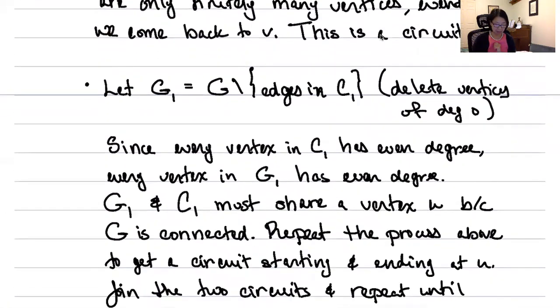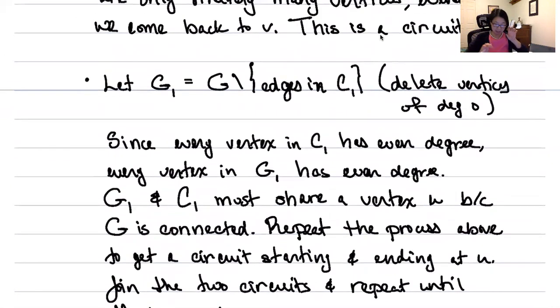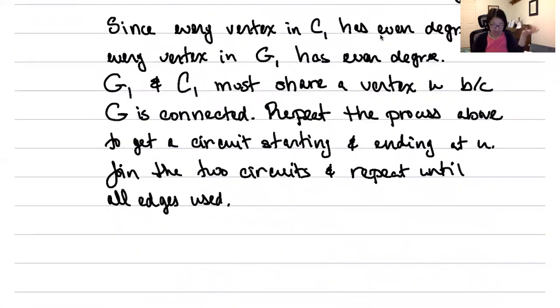And then I'm going to say, if that circuit C1 isn't all of my graph G, I'm going to remove all of the edges in C1 from G, and then of the remaining vertices, I'm going to delete the ones that have degree 0. Since any vertex in C1 has even degree, all the remaining vertices have even degree. If there's anything left, which is in this graph G1, since the original graph G is connected, G1 and C1 have to share a vertex, so they have to be connected too.